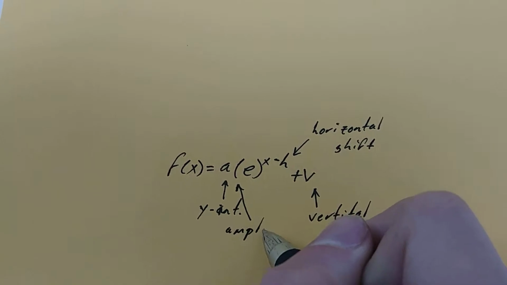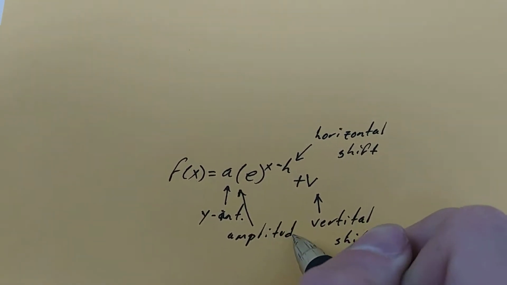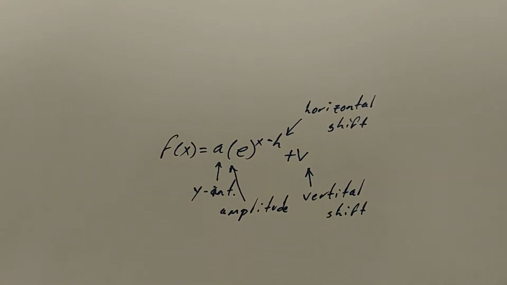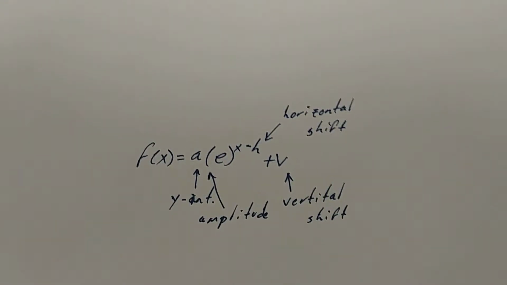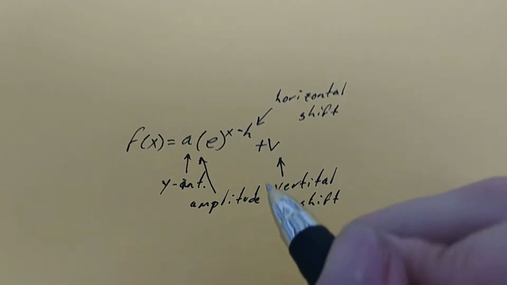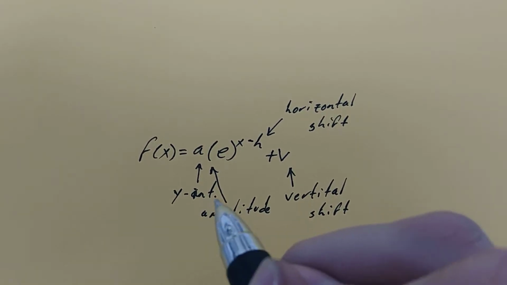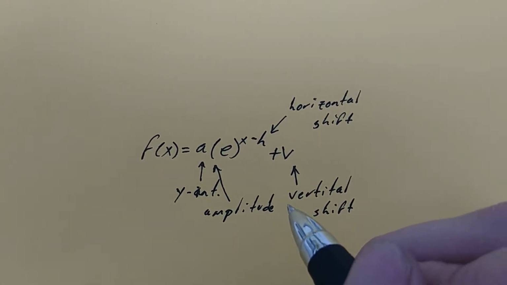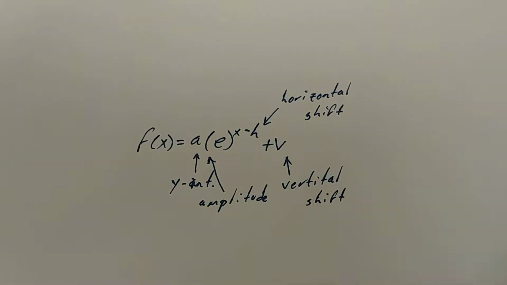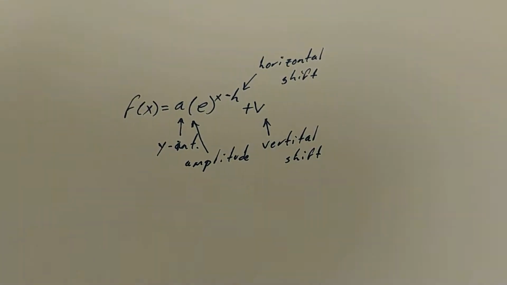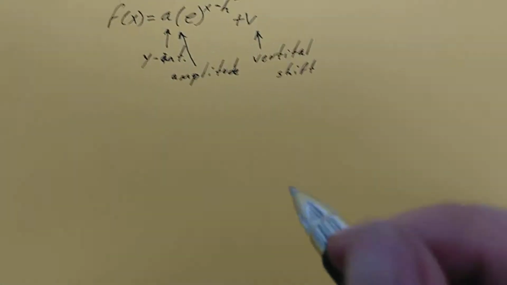The amplitude. What do I mean by amplitude? Amplitude is pretty much how far away that point of intersection is from your horizontal asymptote. All right, so I'll give you examples of that in a second. Well, let's actually do that right now.